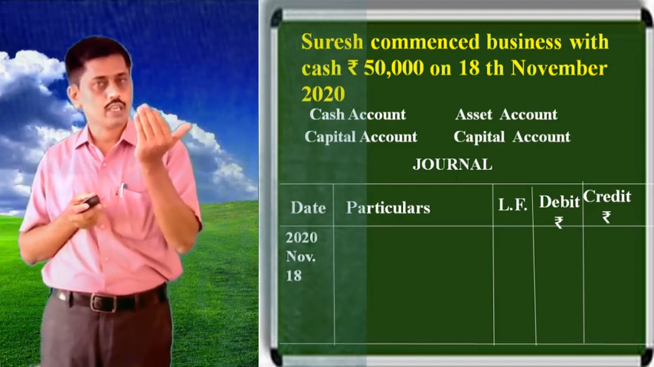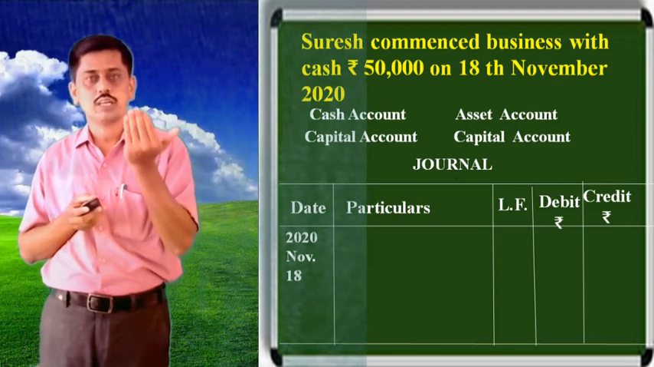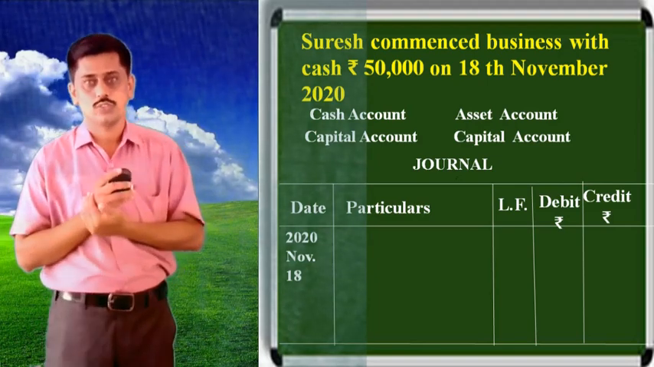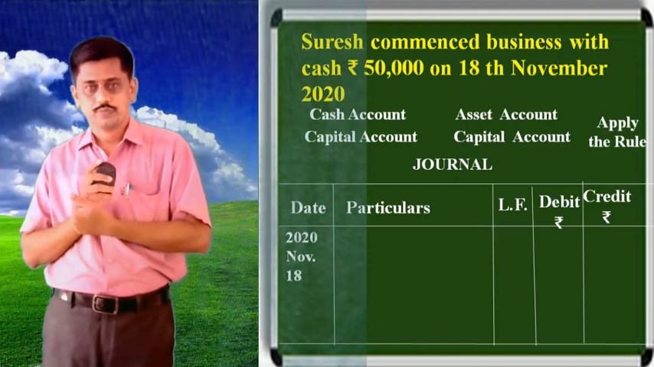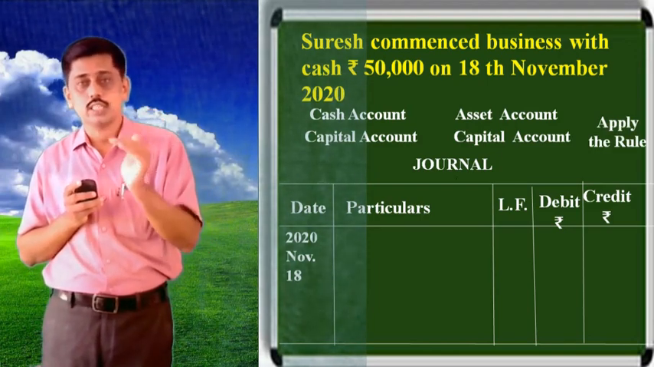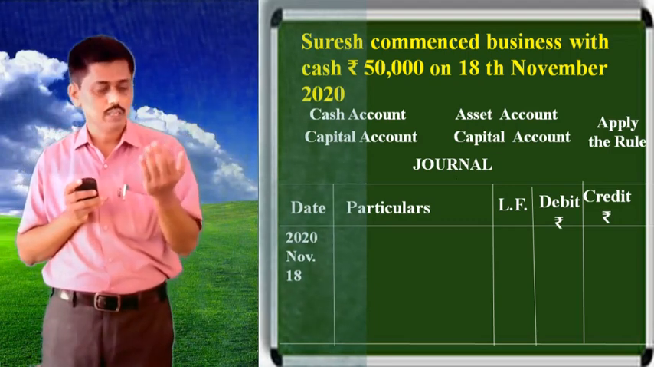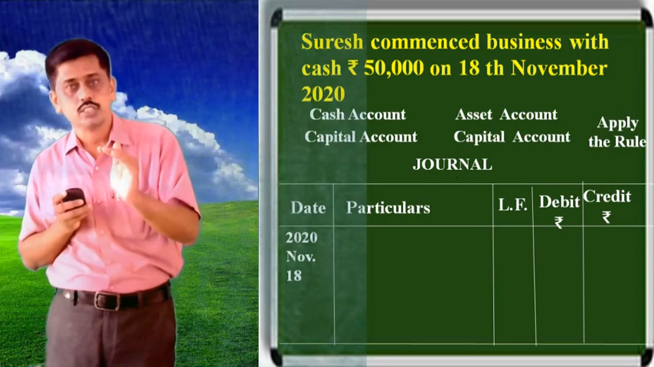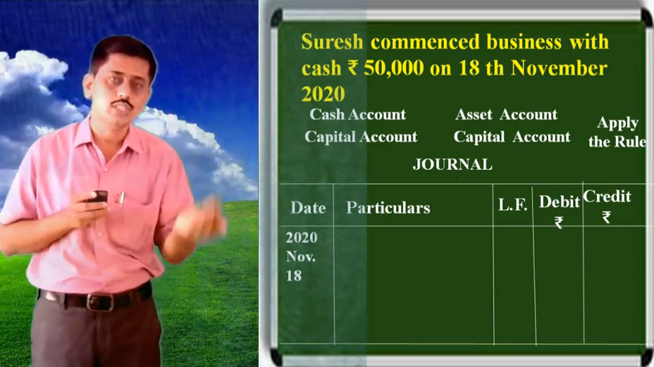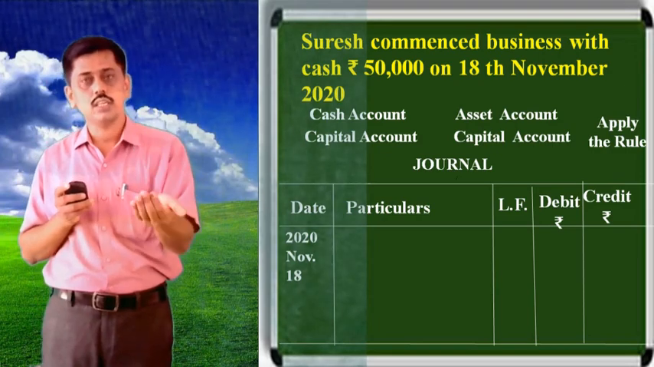Two accounts in order: cash account, capital account. Asset account, cash account, asset account. Capital account, capital account. Now apply the rules. What are the rules? Cash account, what type of account? Asset account. What is the rule of debit and credit for asset account? Debit, increase in asset. Credit, decrease in asset.